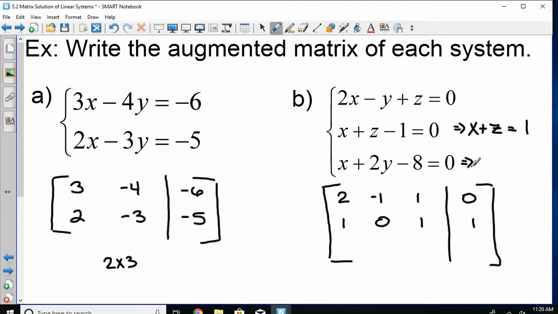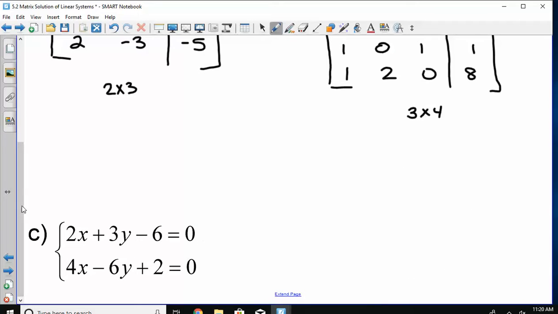Last one, add over your 8. So what would this row be? 1, 2, 0, 8. What's the size of this one? Last one is for you guys. Just write the matrix for that, please.